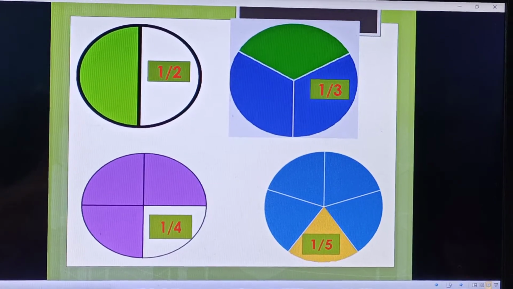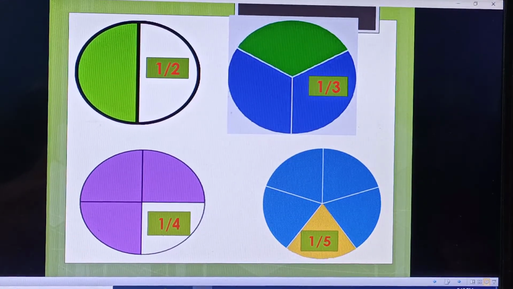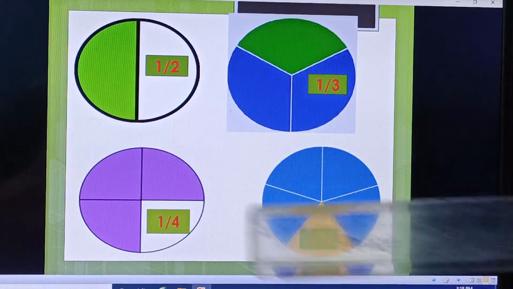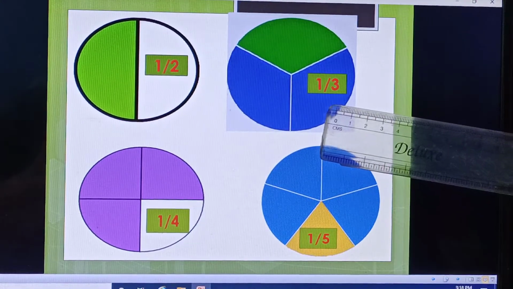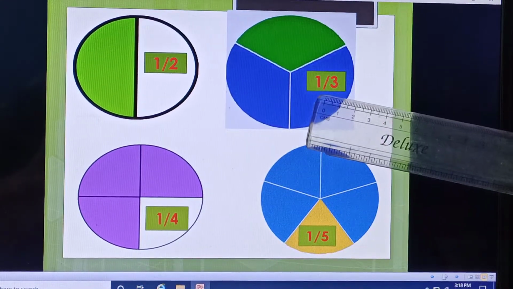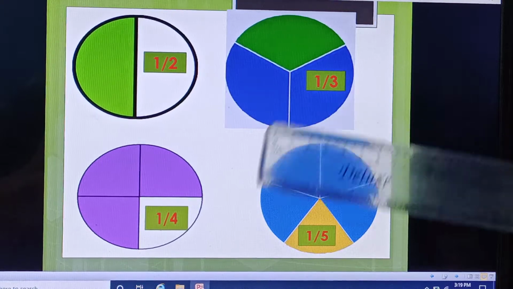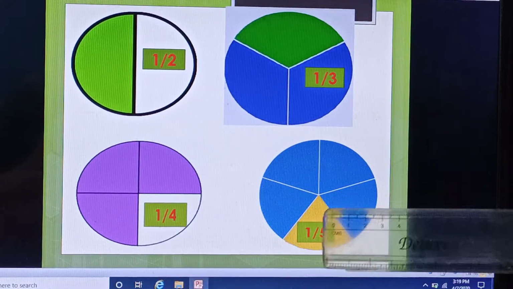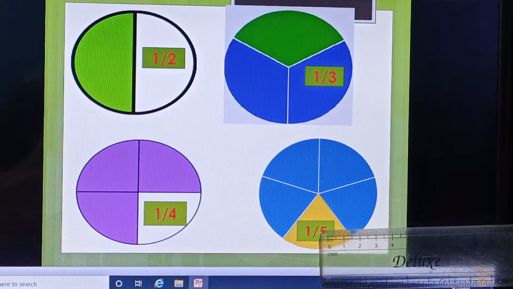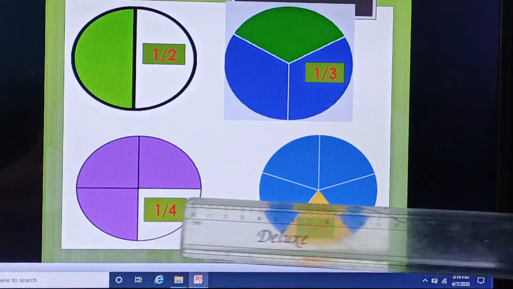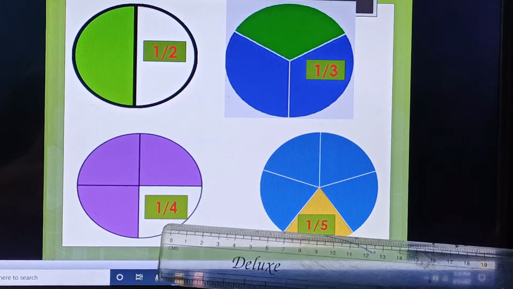Students, when we carefully observe the circles, we see that the part marked 1 by 2 is bigger than the part marked 1 by 3. When we compare these two circles, the part marked 1 by 3 is bigger than the part marked 1 by 4. The fourth one, we see the part is marked as 1 by 5, which is again smaller than the part marked 1 by 4.